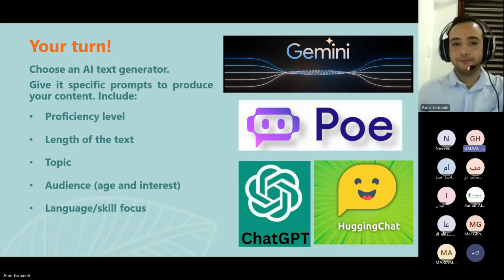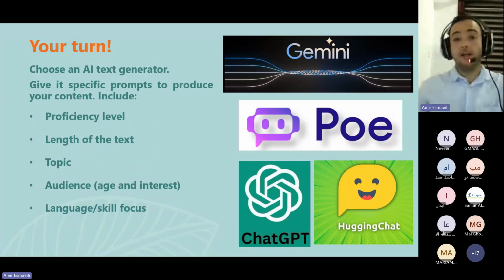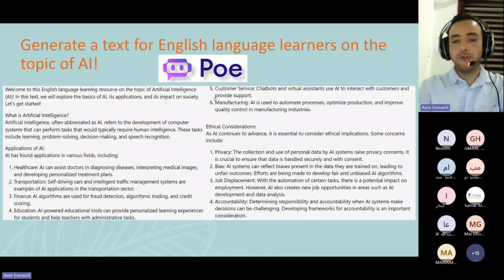What I'd like to say is that the more specific you are with your context here, the more accurate material you will have. Exactly. That's why I showed you in my slides that when we give a prompt like this, generate text for English language learners on the topic of AI, the text you can see right now is more general. It is 40% of what I am displaying here.